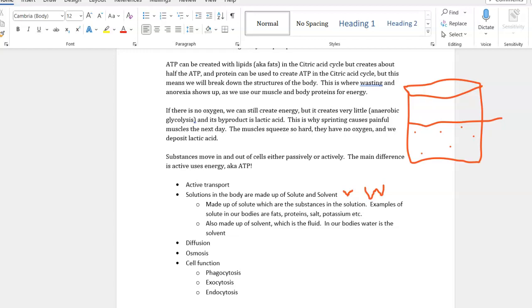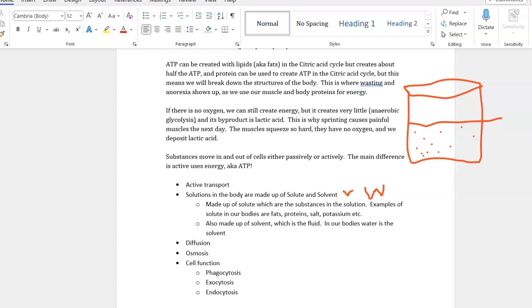And if you think about it, we have a whole bunch of solutions in our body, right? So solutes in our body could be fats, proteins, salts, potassiums, electrolytes. Okay. Just know that balance because it'll help you to understand some of the following definitions. Diffusion. Diffusion is the spreading out of the solute through the solution.